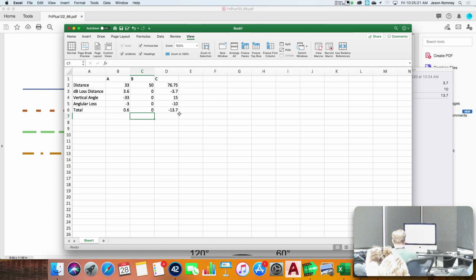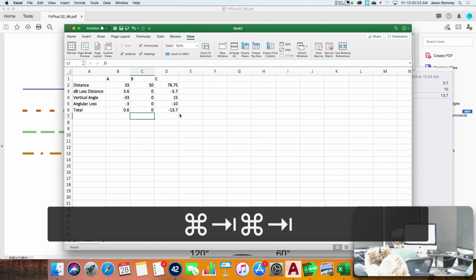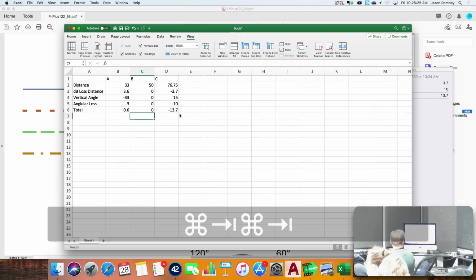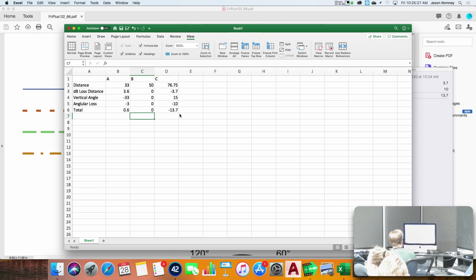Sorry, real fast, for A, you're adding the dB gain over distance to the angular loss, right? Yeah. So why are you at 0.6? Well, because I got a boost because I'm closer, but then I got a loss because I went off axis. So here I had a gain, and then I had a loss, so I ended up with only 0.6. Whereas here I had 2 losses.